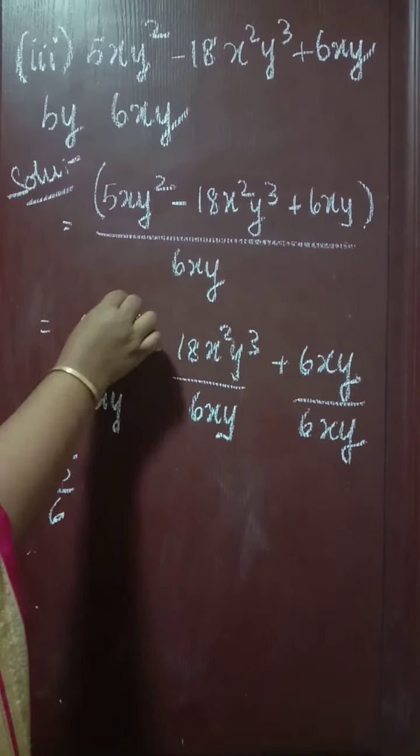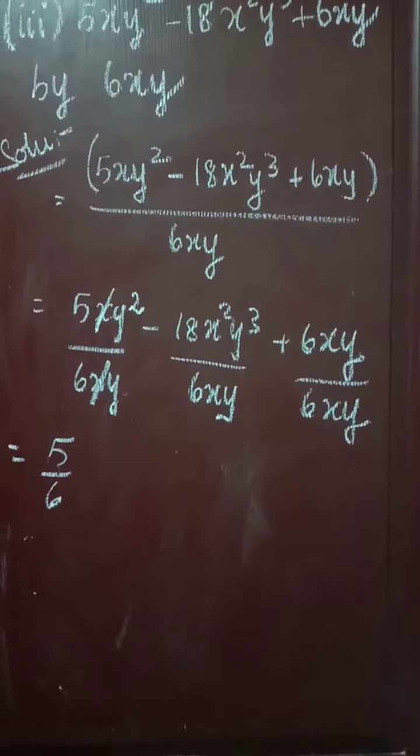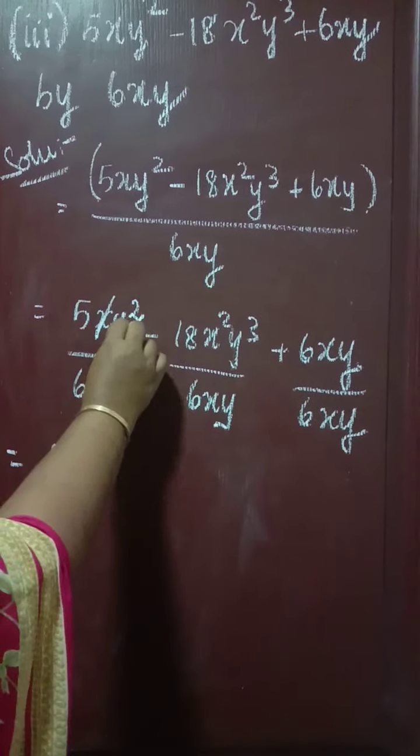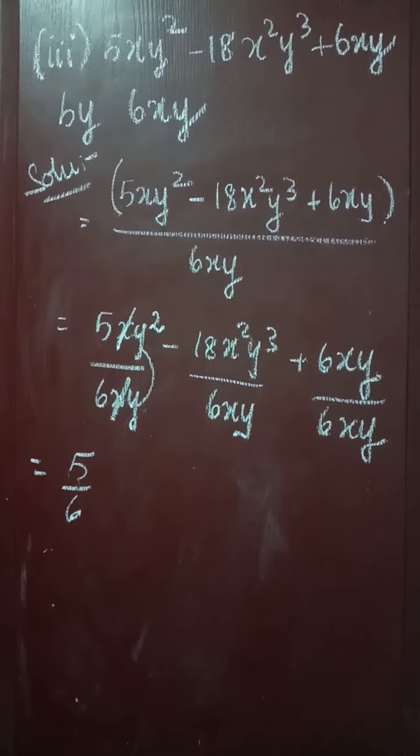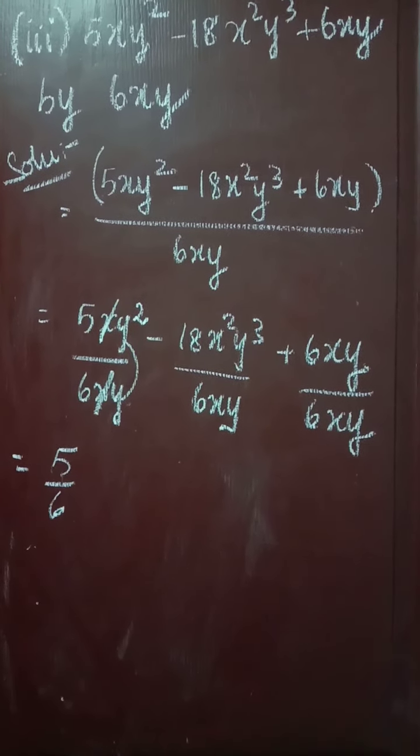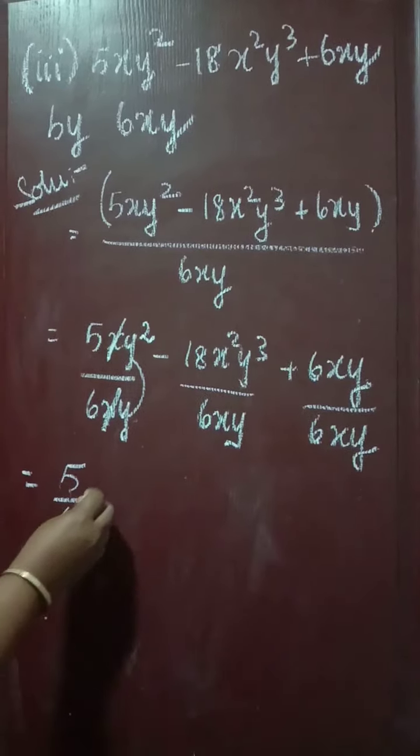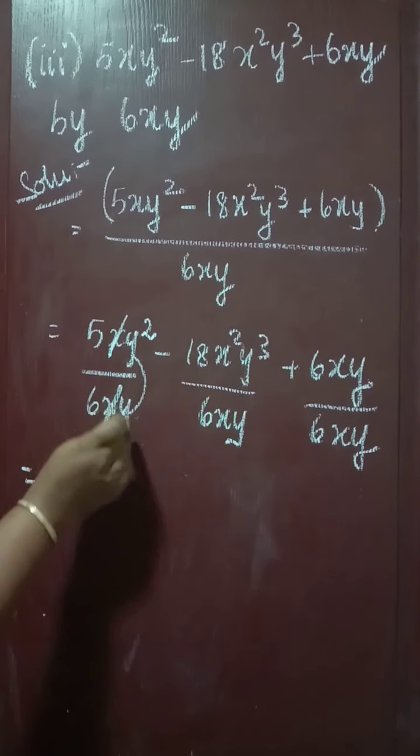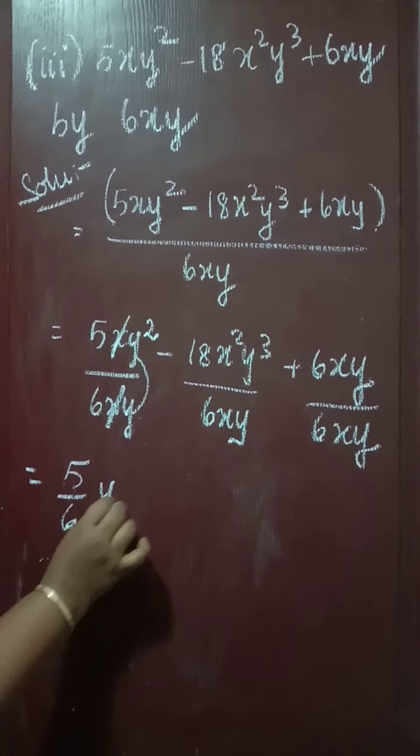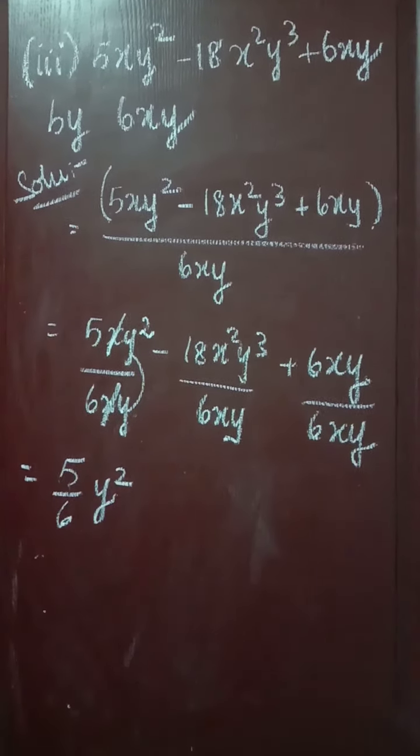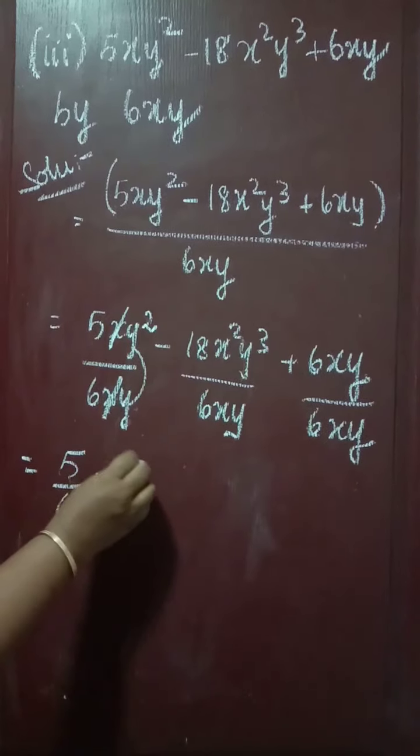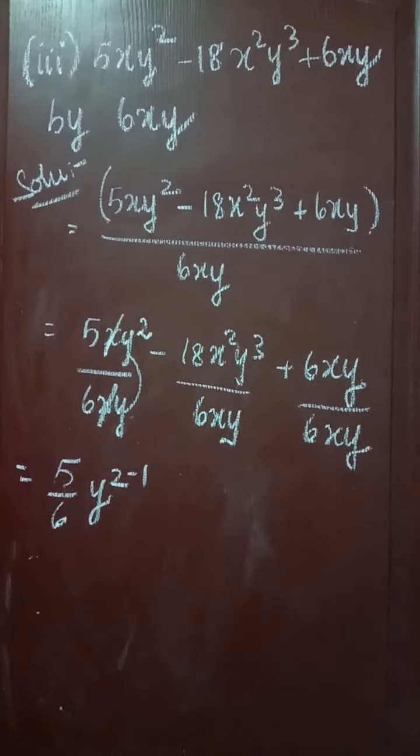So next one, x cancel. X and x cancel. So here see, this is the same variable. So in division, if the bases are the same, we subtract the power. So x and x cancel. So the remaining variable is y. Here numerator 2, denominator, what is the power of the denominator? Yes, 1. So 2 minus 1.